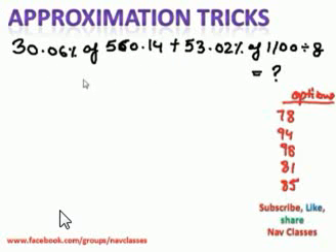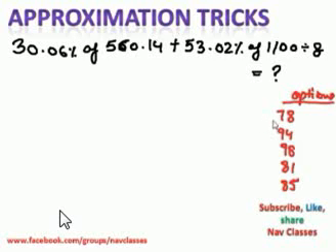Today we are discussing approximation tricks, and here is the question. Here you have to find out a percentage of something and then add a percentage of something, divided by 8, is equal to question mark. See how to solve such types of questions.